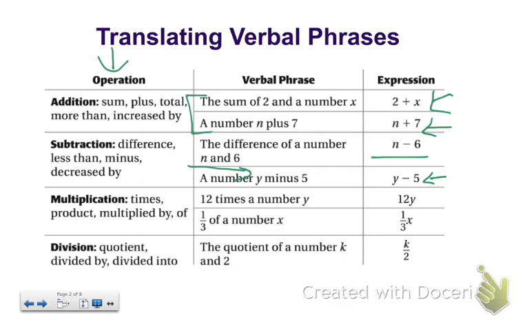For multiplication, some keywords are times, product, multiplied by, or of. So 12 times a number y is 12y. 1/3 of a number x means that you are multiplying. So that's where the of comes from. That's 1/3 x. Now for division, some keywords are quotient, divided by, or divided into. So for example, the quotient of a number k and 2 is just k divided by 2.